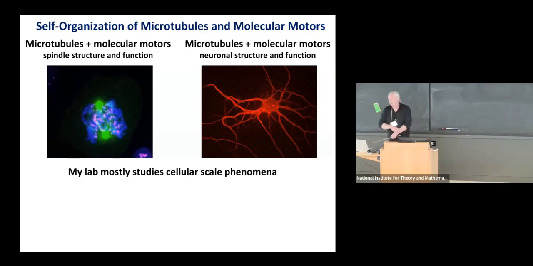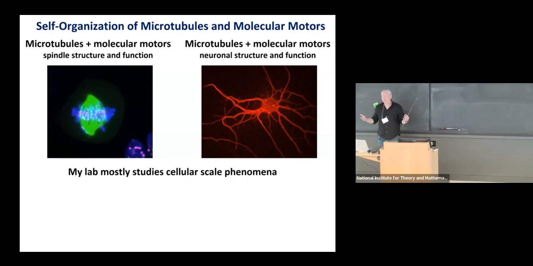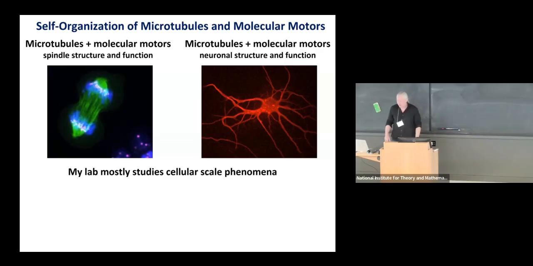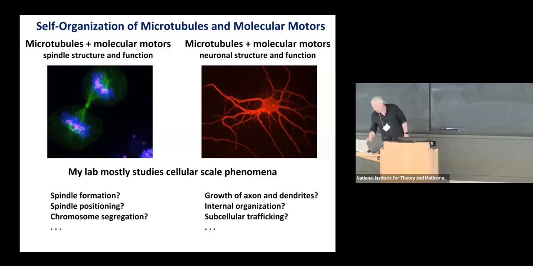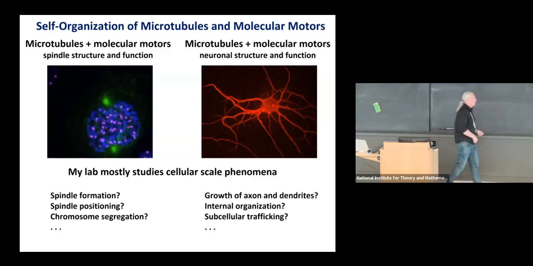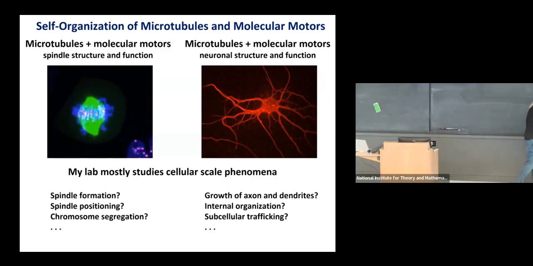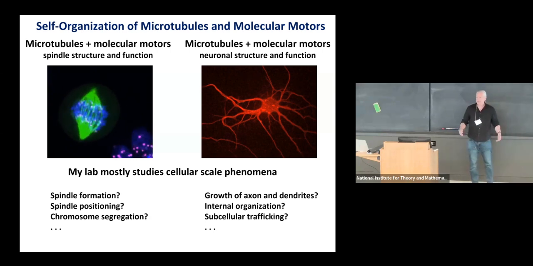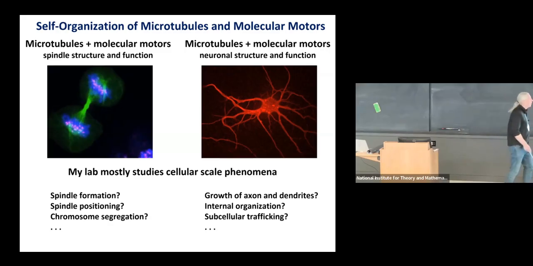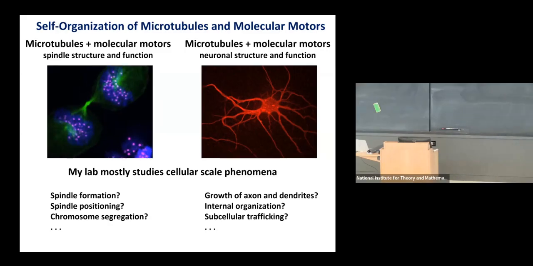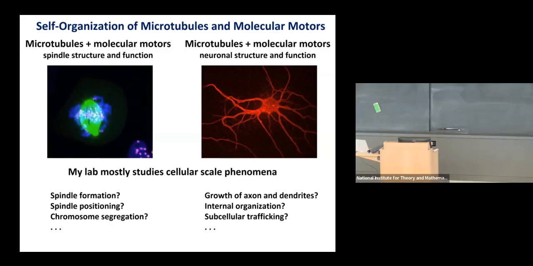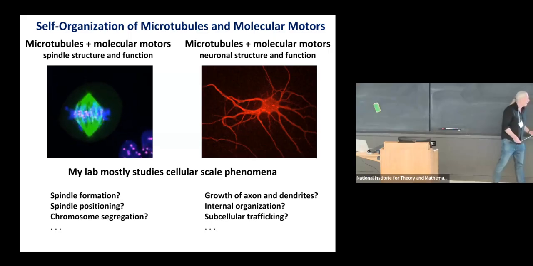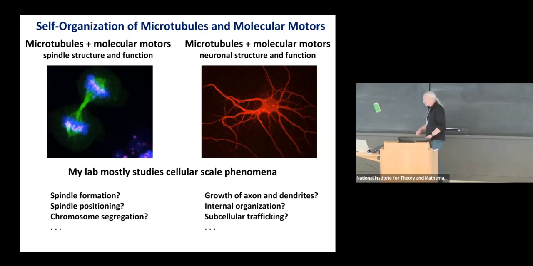So mostly my lab has studied these kinds of things on the cellular scale, really looking at cellular scale phenomena. For example, looking at spindle formation, how do we understand that? Spindle positioning, chromosome segregation, stuff really at the whole scale of the cell. And more recently, we're also starting to look at cellular scale phenomena in neurons, including trying to understand growth of axons and dendrites, internal trafficking, and internal organization.